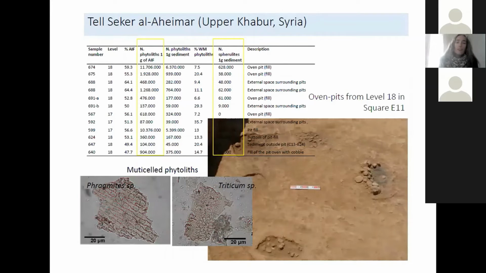Here, the pilot studies within the ashes in these oven pits were full of dung, with calcitic dung spherulites suggesting the use of dung as fuel, and also common reeds. Phragmites, for example, was very, very common in these contexts.